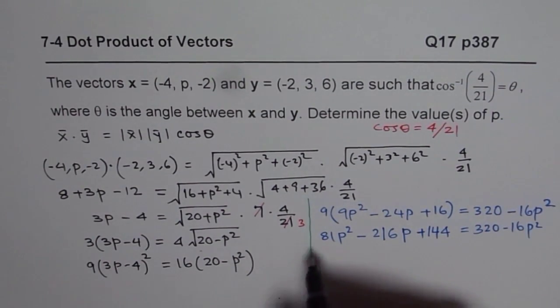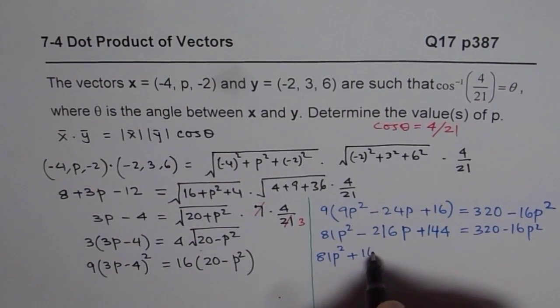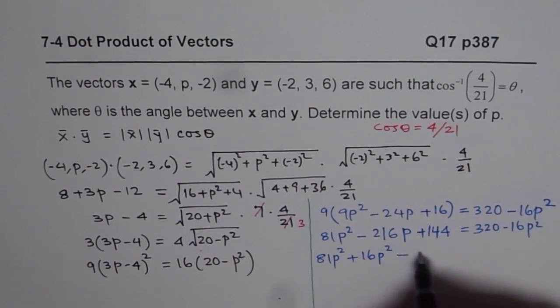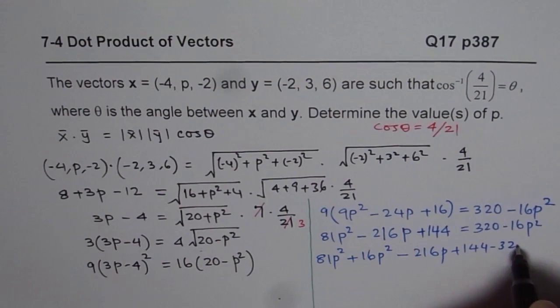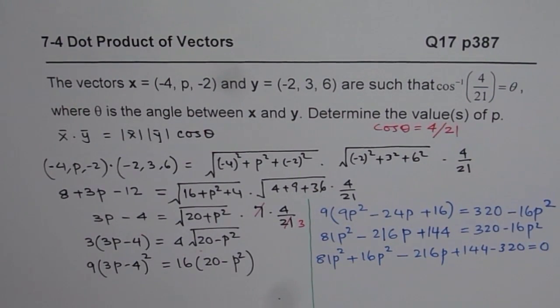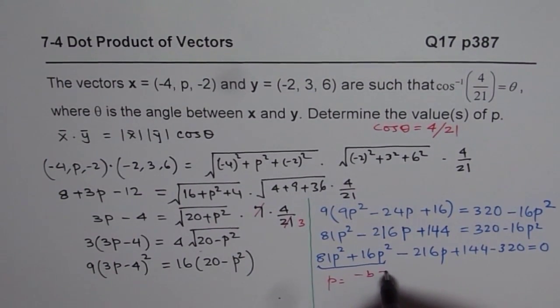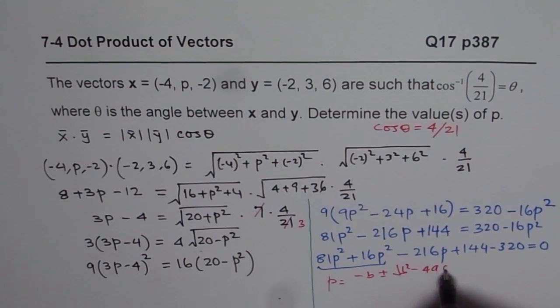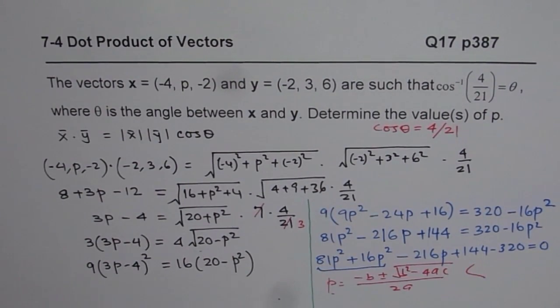Bring all these things together on one side. So we have 81p square plus 16p square minus 216p plus 144 minus 320 equals 0, right? So combine these terms, and then you have a quadratic equation. At this stage, use the quadratic formula, p equals minus b plus or minus the square root of b square minus 4ac, over 2 times a, and get the value of p, right? So you should be getting two different values of p, which will be your answer.